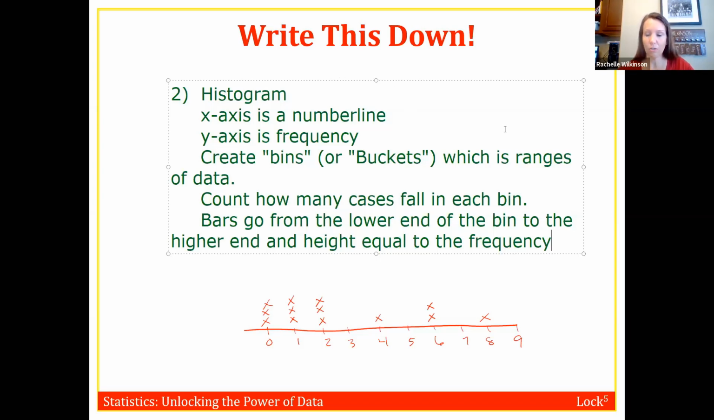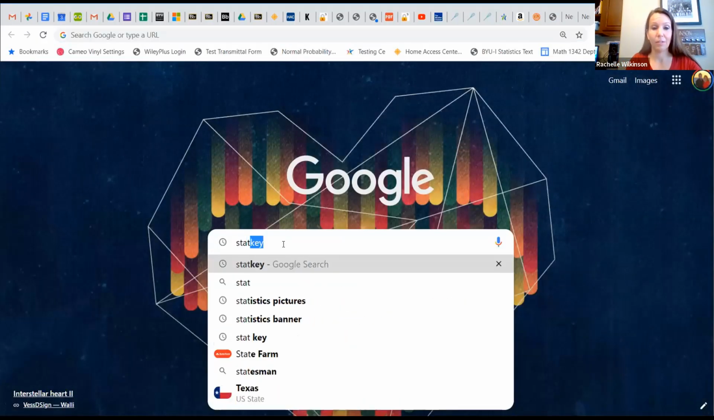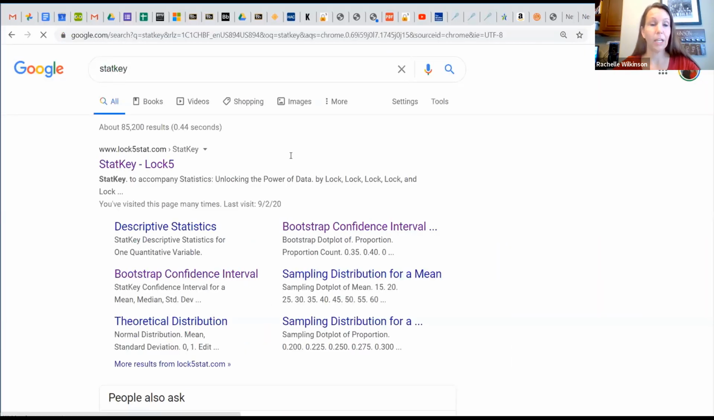So I am going to show you inside of StatKey where we can access the histograms. And you guys are going to be creating a histogram as part of your written homework this week, so this will be good for you to see. The easiest way to access StatKey is really just to Google StatKey. So you literally just go to Google and type in StatKey. If you want to do this right now on your own computer to make sure you can do it, that's totally fine. The very first thing that comes up is StatKey Lock 5. That's the option that we're choosing.